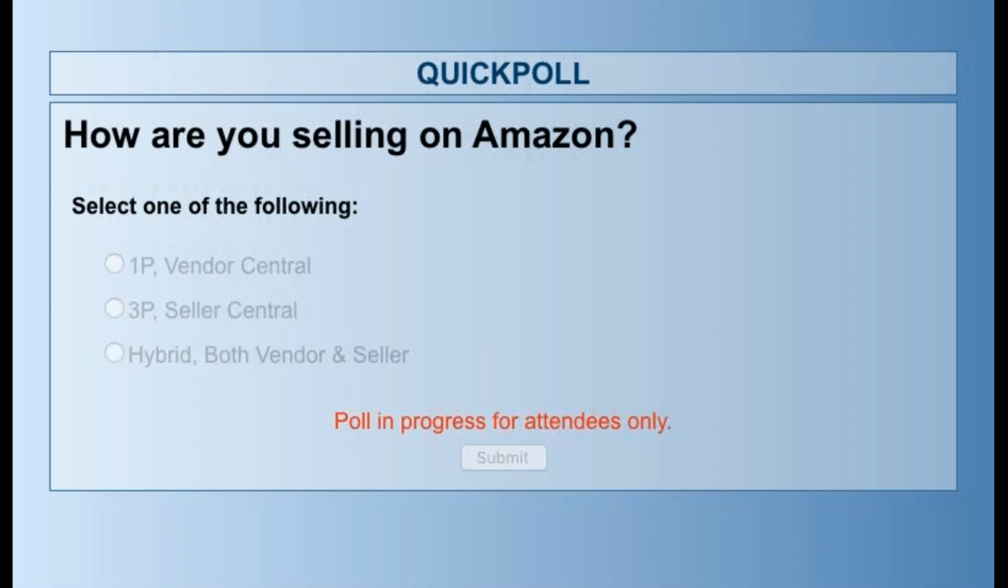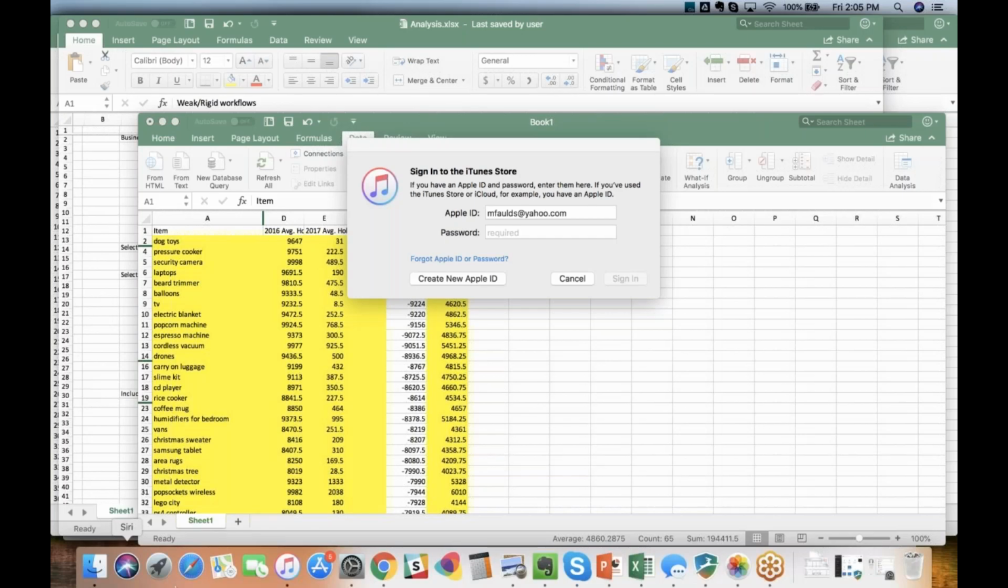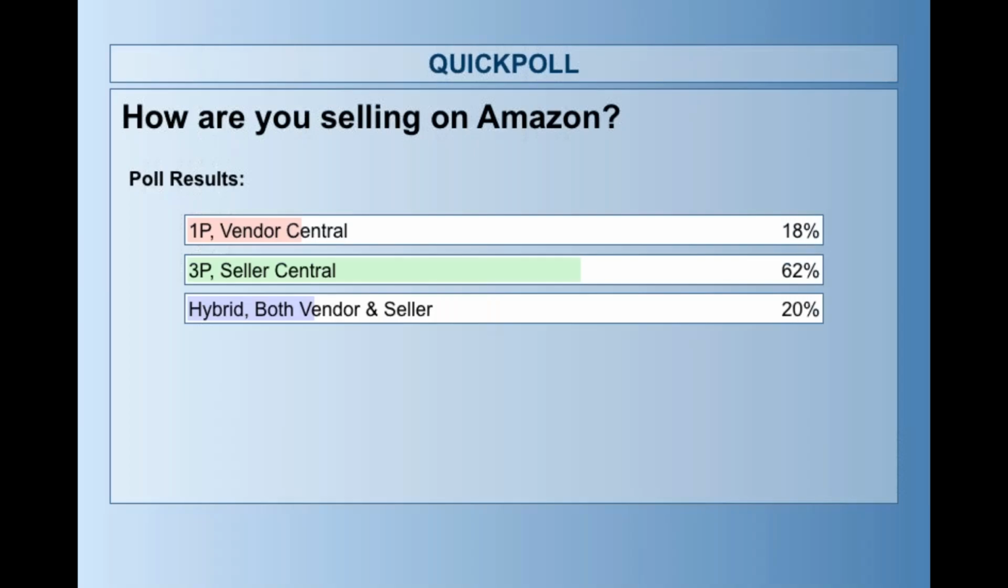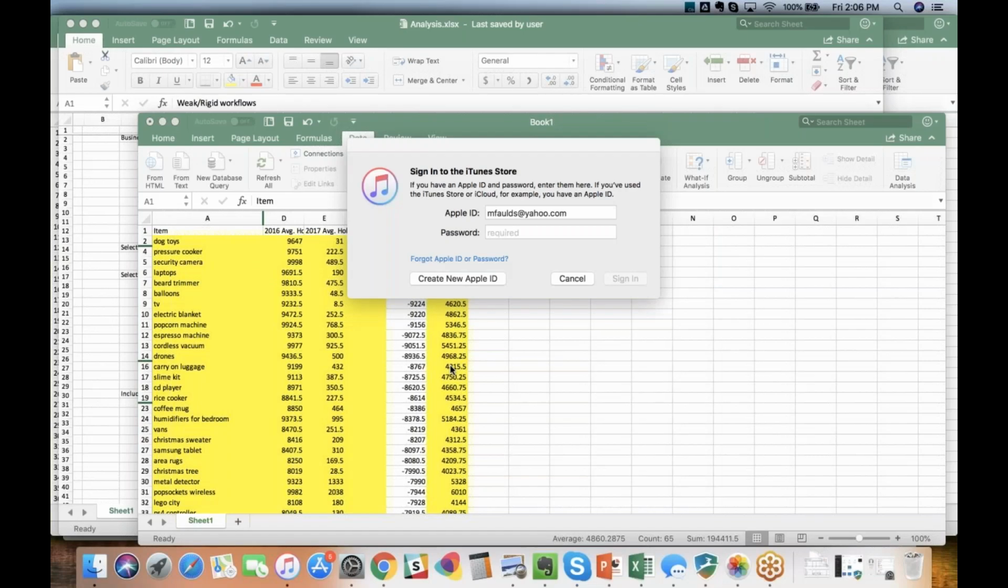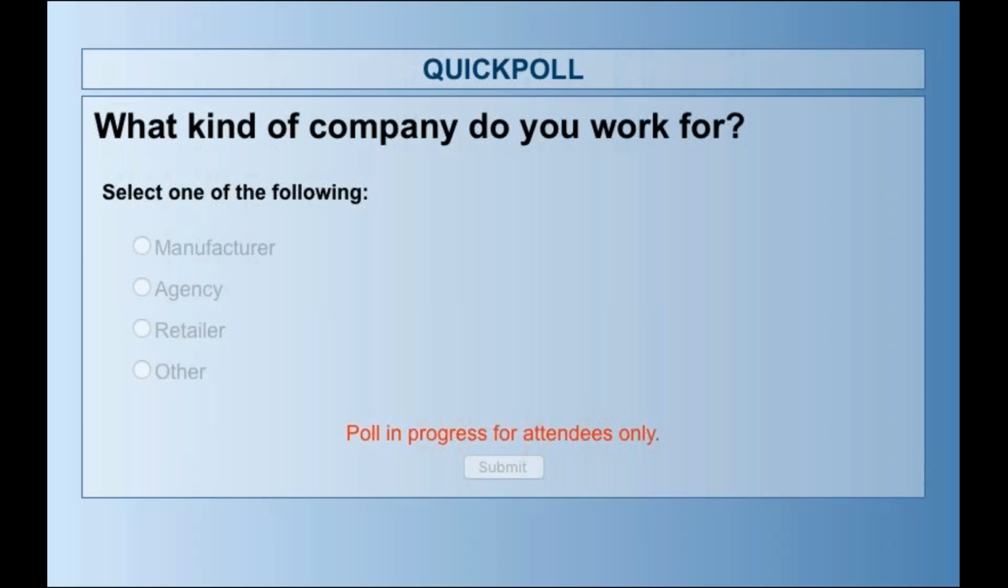Let's close these polls, and Malcolm, I will read the results to you, but to our audience, I will share it all. So how are you selling on Amazon? About 20% are 1Ps, about 20% are hybrid, both vendor and seller, and the majority of our audience here today, 60%, is 3P sellers. That pretty much reflects our audience for the most part, as well as our registrants for the summit. So pretty good reflection there.